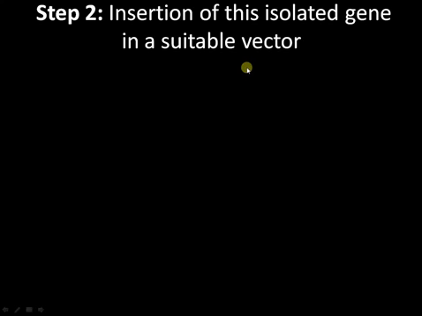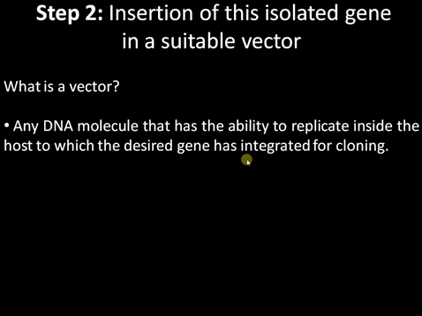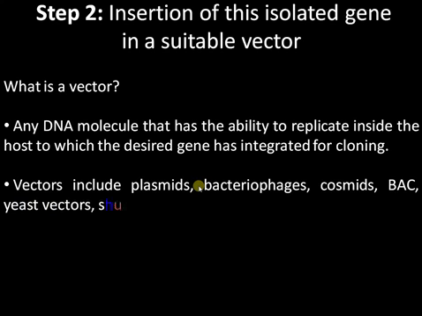Step 2, I need to insert this desired gene, that is the insulin gene, into a suitable vector. Before that, we need to know something about vector. What is a vector? Vector is any DNA molecule that has the ability to replicate inside the host to which our gene of interest has integrated for cloning. Vectors include plasmids, bacteriophages, bacterial artificial chromosomes, etc. You can refer to our video gene cloning vectors for more.